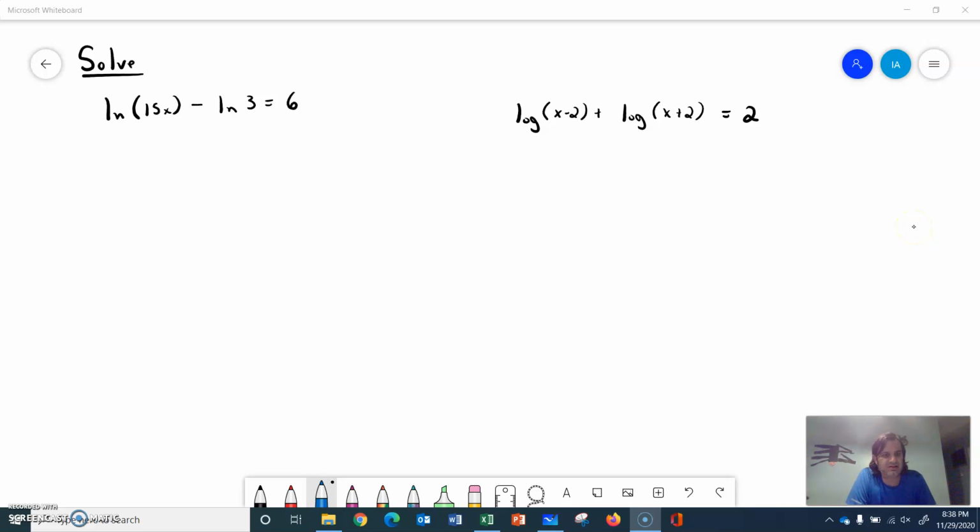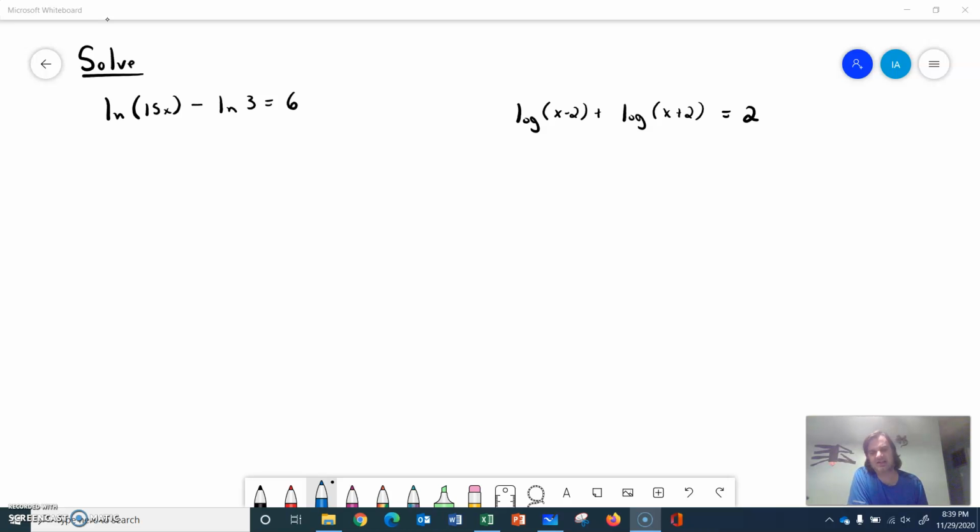Hey, it's Mr. Allred, and we are working on exponential and logarithmic equations, and we got some practice problems here. The first one here is the natural log of 15x minus the natural log of 3, and that's all equal to 6. So both of these are natural logs, so that means they're both base e. But if you think about it, if you tried to rewrite this in exponential form, you've got two different arguments here, one 15x and one of them 3, so it wouldn't work out very well to have the two different logs here to start with.